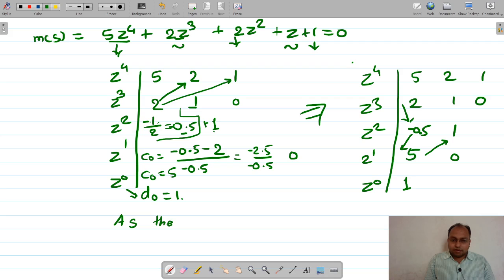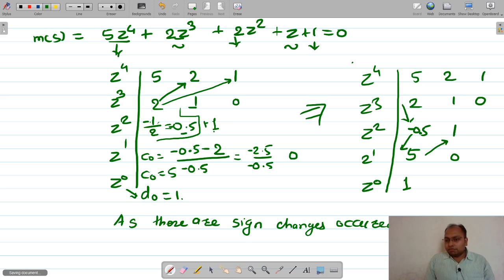As there are sign changes occurred 2 times, the system is unstable.